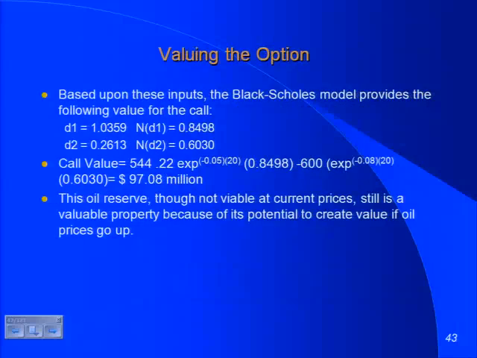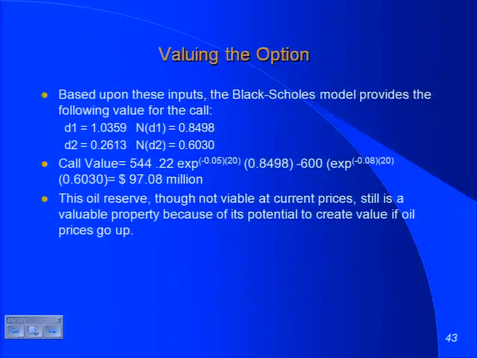Plug them in. d1, d2, N of d1, N of d2. Remind me again, what does N of d2 measure? What is that 60.3%? We talked about this in the context of Black-Scholes last session. It's the risk-neutral probability that what will happen? That this option will be in the money, right? In this case, you know what that's telling me? Even though this reserve is not viable today, over the next 20 years, there's a 60.3% chance that this reserve will become viable. Why? Because oil prices are volatile.